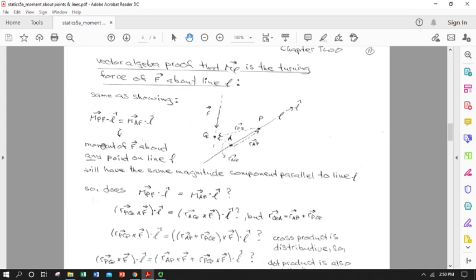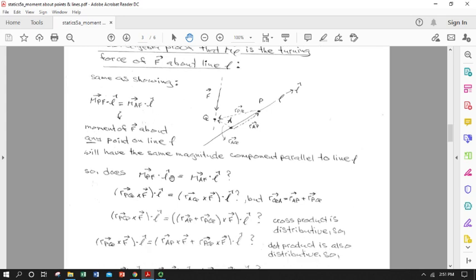So we're really showing that the perpendicular part is going to somehow be taken care of in this definition. Okay, so we're going to say the moment of F about any point on line L will have the same magnitude component of the component parallel to line L. So that's what we kind of have to prove in order to make this true. So we go through a few steps. This is like doing proofs in geometry. So can we really say that the moment about point P on the line dotted into the unit vector for the line is the same as A?